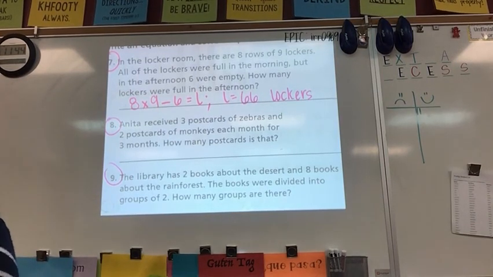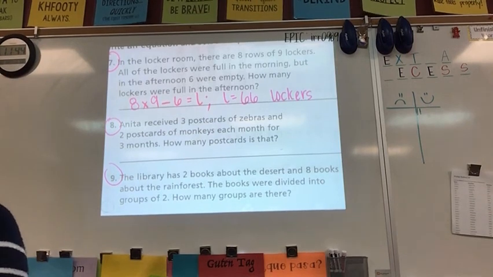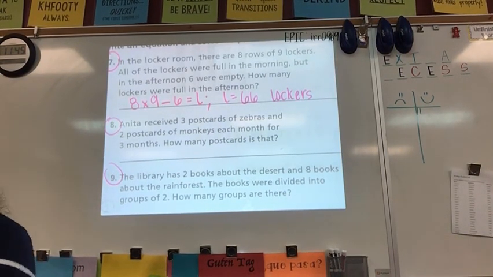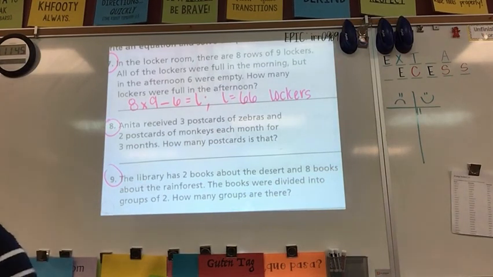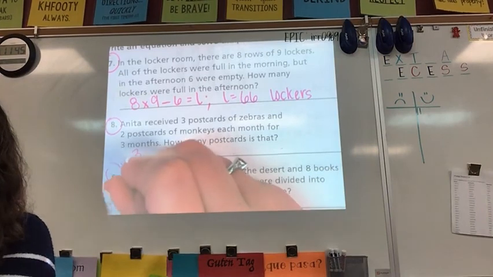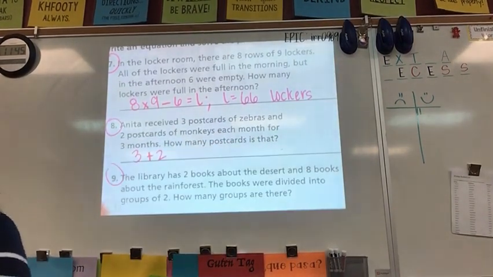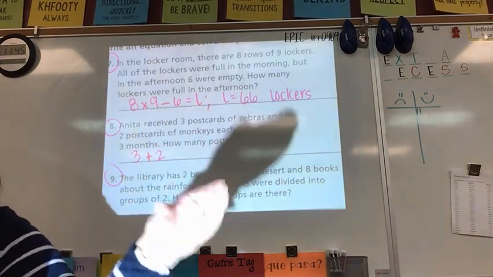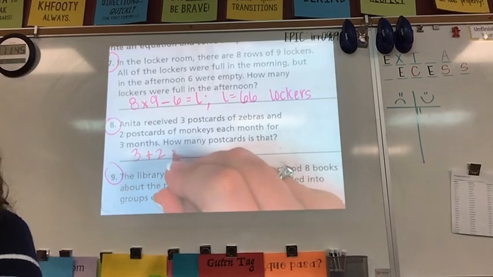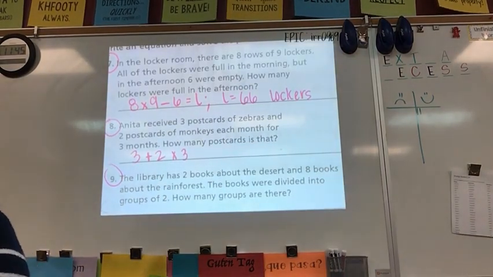Let's look at number 8. Anita received 3 postcards of zebras and 2 postcards of monkeys each month for 3 months. How am I going to start this off? She's got 3 postcards of zebras and 2 postcards of monkeys. How do I represent that? Savannah? 3 times 2 plus 3. Careful. I just want to know the zebra postcards and the monkey postcards. What does "and" usually tell us to do in math? Add. So we're just going to say she's got 3 zebra postcards and 2 monkey postcards. Then, if she's got it for 3 months, that's where I get to say she has each of those 3 times. So we're going to say times 3.